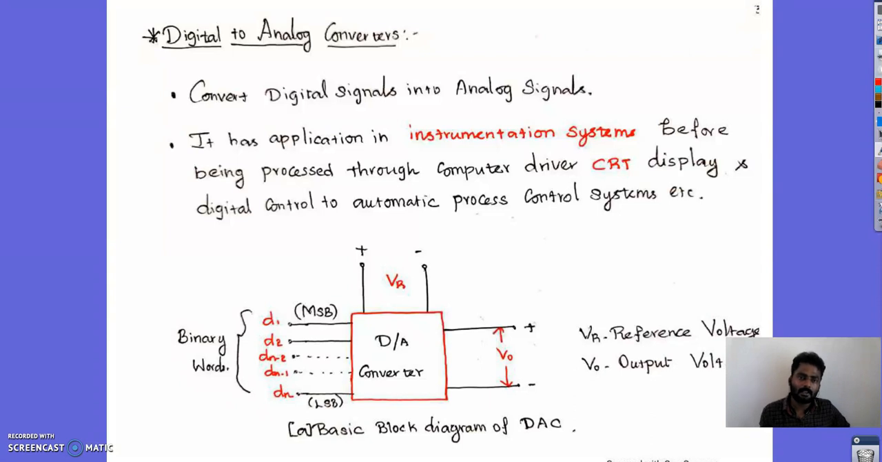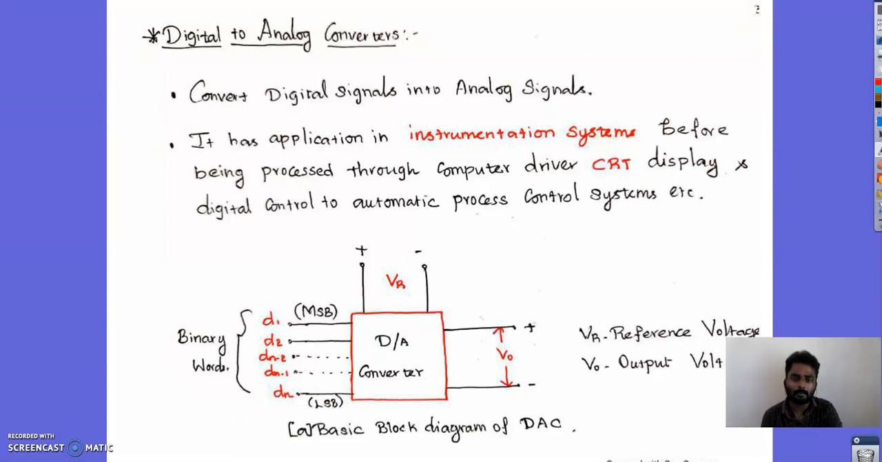And this application of digital to analog conversion is used in instrumentation systems. That is, before being processed through the computer driver display, we use this digital to analog converter for displaying the digital quantities as an analog signal.